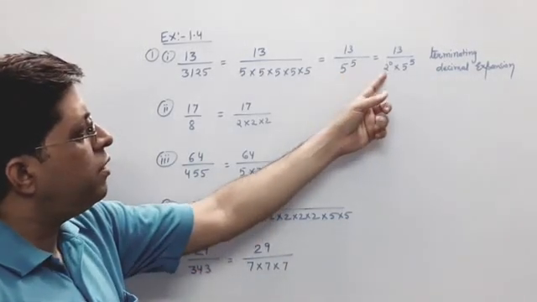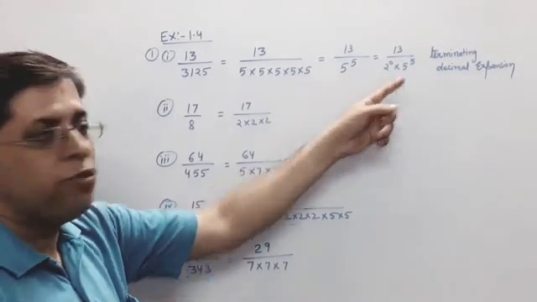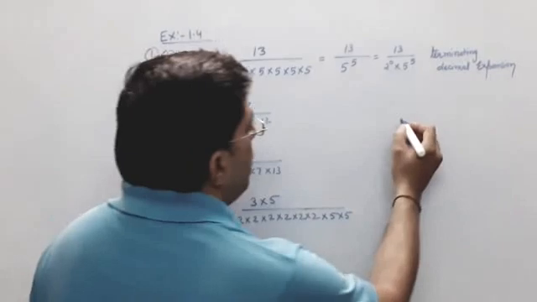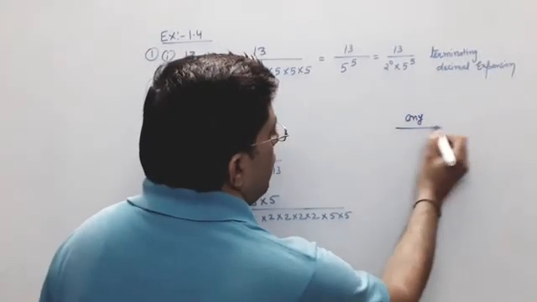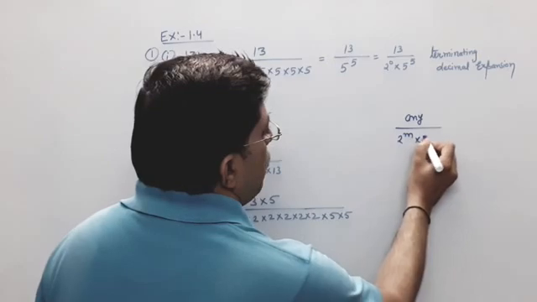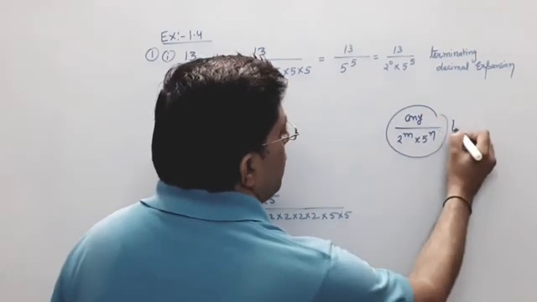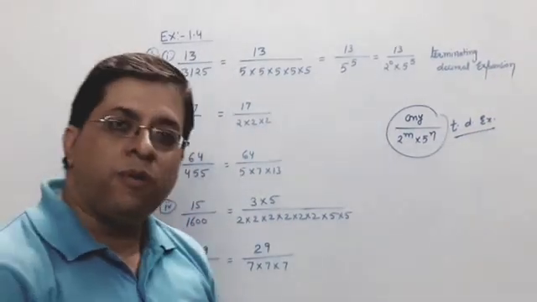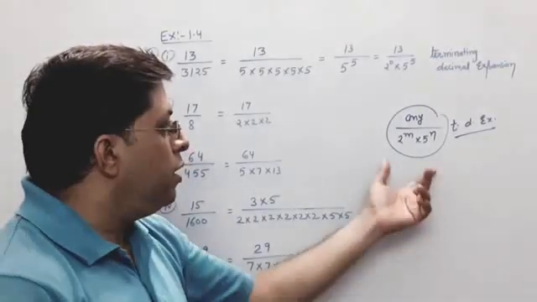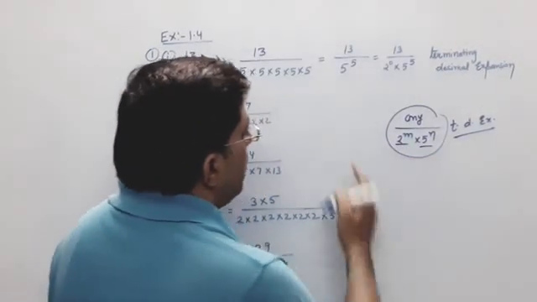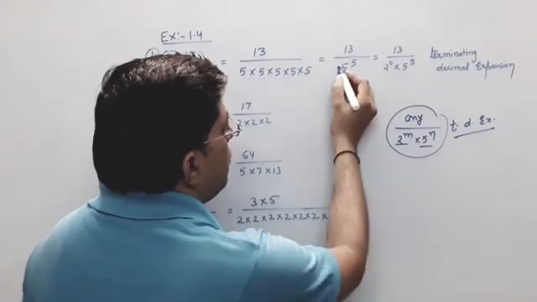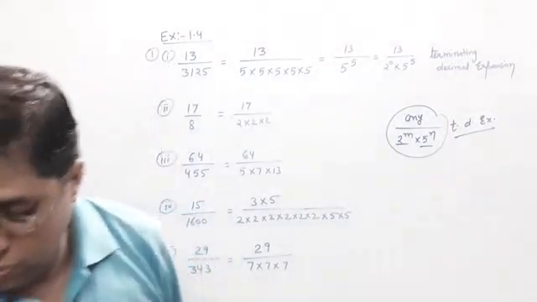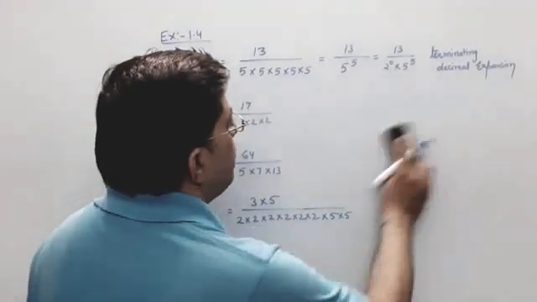Can I write 5 power 5 in the form 2 power 0 into 5 power 5? Because we have seen the theorem: if any number has a denominator in the form 2 power m into 5 power n, then we can say this is a terminating decimal expansion. If any number is like this, 5 power 5, you can add this 2 power 0. This is your terminating decimal expansion. Come on to the next.